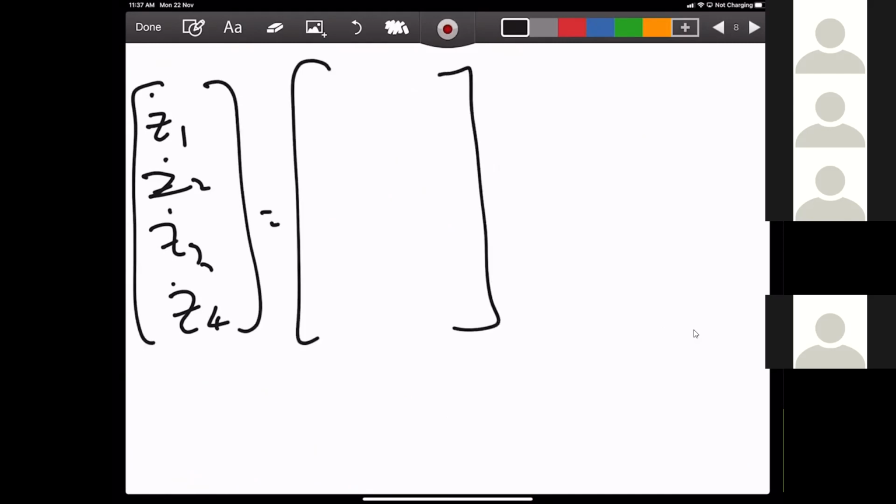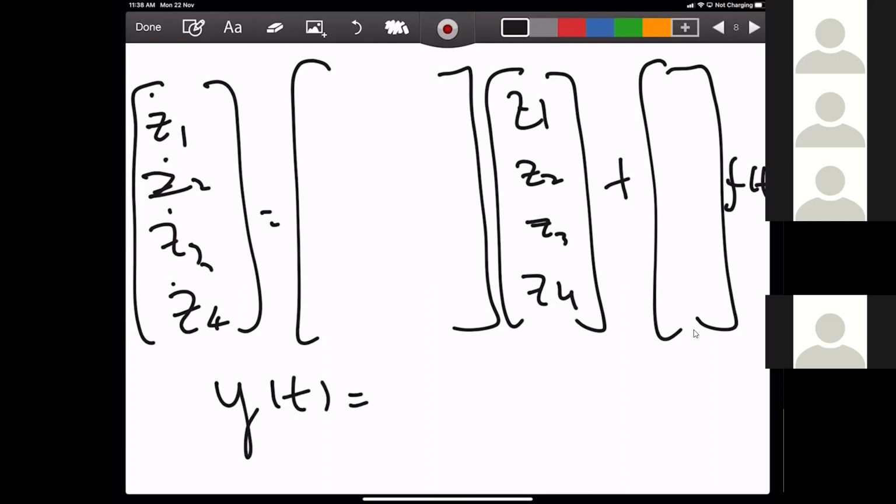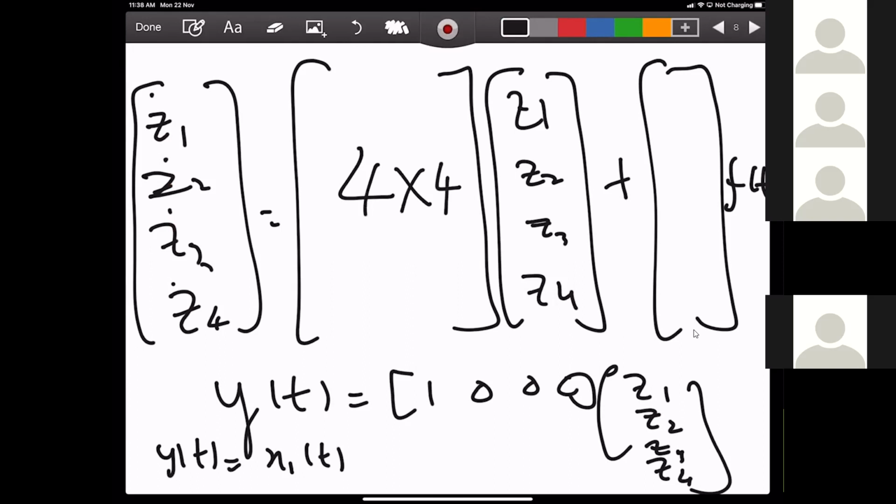Okay, masukkan A tu. Y of T is equal to usually X1 lah. Okay, usually output is Y of T is equal to X1. So this one will be 1, 0, 0. Okay. So this one will be 4 by 4 matrix system.